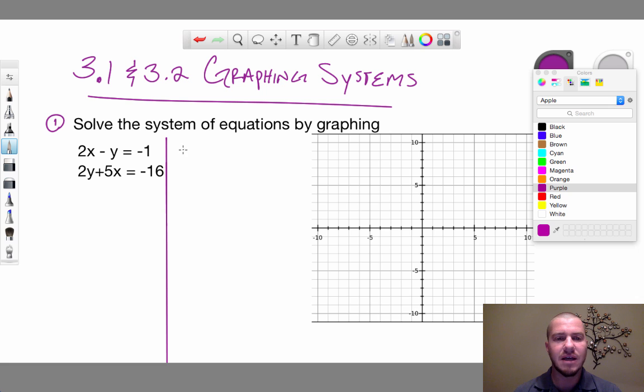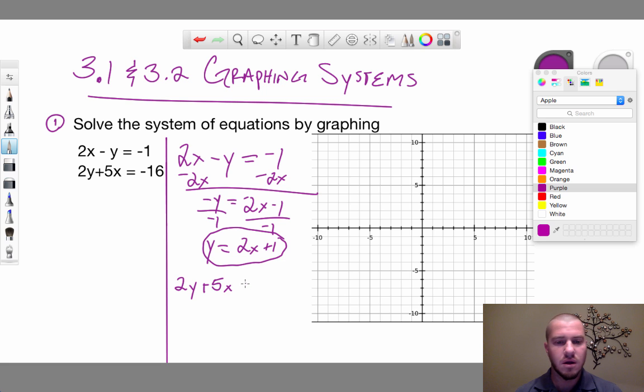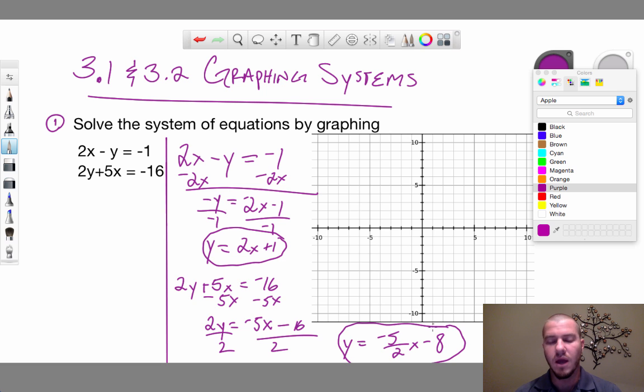So we first have to get the equations in slope-intercept form so we can graph them. I'm going to subtract 2x for this one. Negative y is equal to negative 2x minus 1, and divide by negative 1, and I have y equals positive 2x plus 1. So I'm going to graph this one, and then for the next one, I'll skip to the slope-intercept form, and the slope-intercept form is y equals negative 5 over 2 x minus 8.